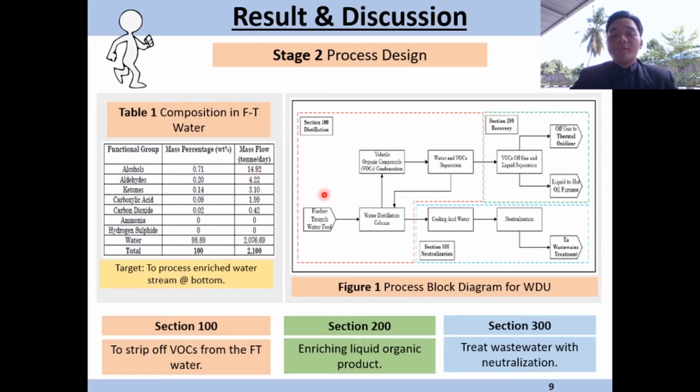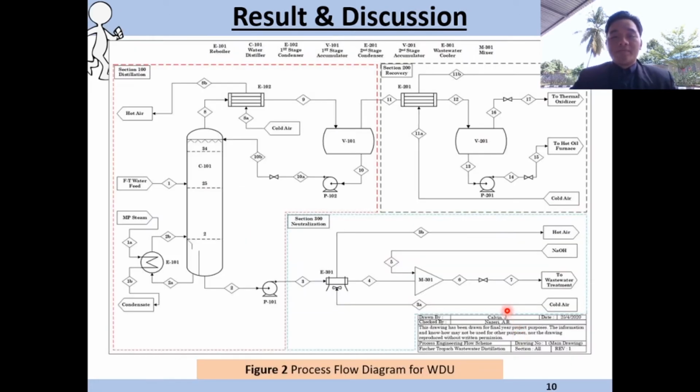Based on the composition, a process block diagram has been developed, consisting of 3 sections. Section 100 is for the stripping of volatile organic compound. Section 200 is for enriching the liquid organic product, and lastly section 300 is to treat wastewater with a neutralization process. A process flow diagram has also been developed that involves the major equipment, as shown in Figure 2. The major equipment is the water distiller, a separator, and a mixer.